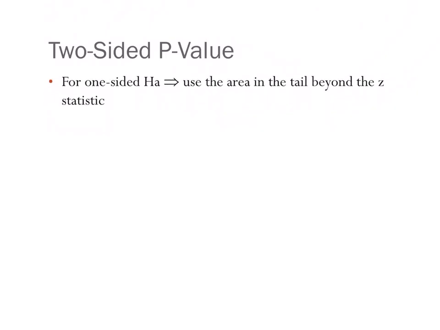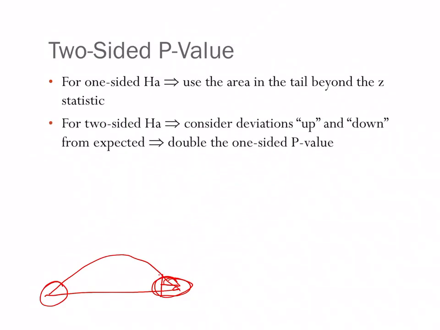So that's for a one-sided p-value. If we want to do a two-sided p-value, remember this was one side, where we were always looking right here and over to the side. A two-sided p-value looks not only at this side, but also this side, so it's the area beyond the tail. The two-sided z-statistic considers deviations up and down from the expected, and all you have to do is double the one-sided p-value.